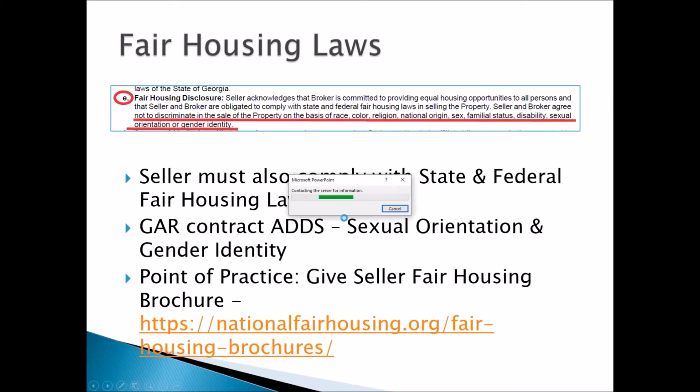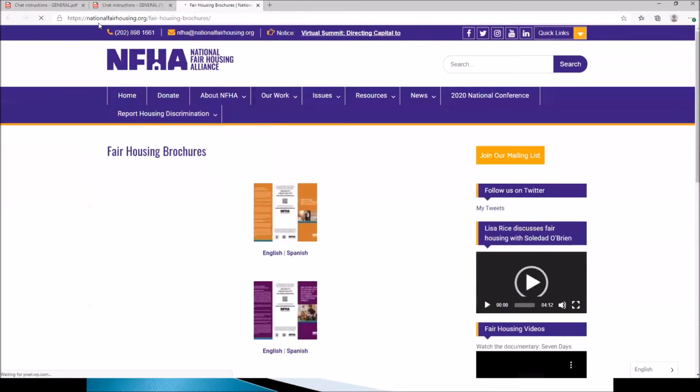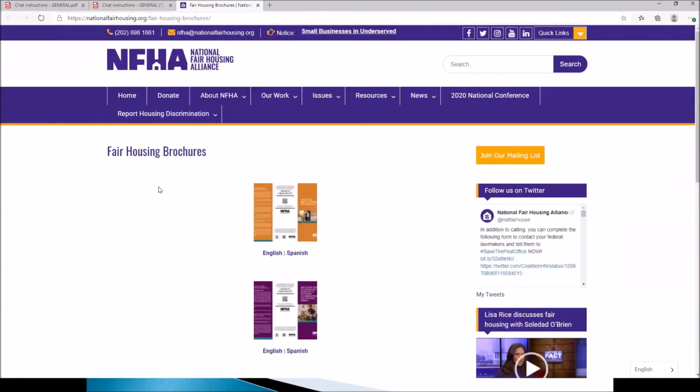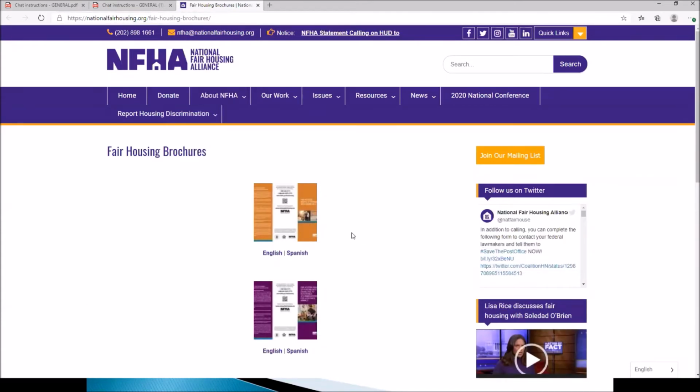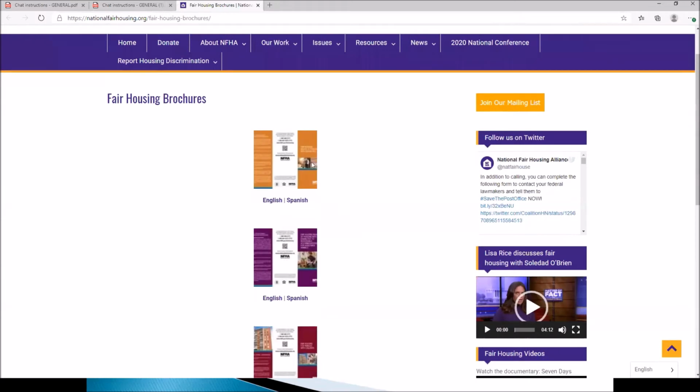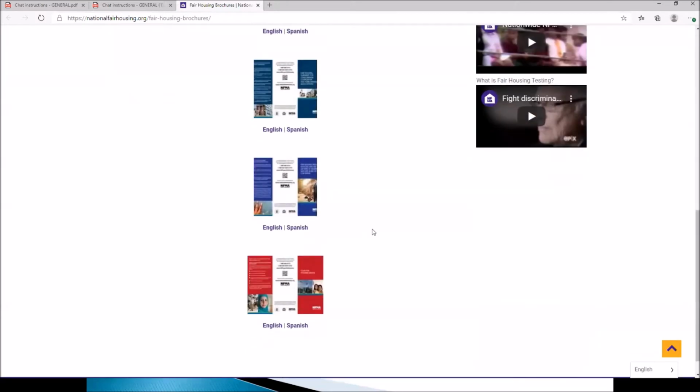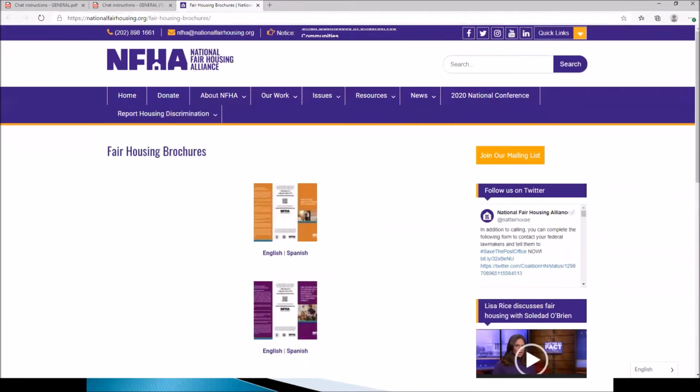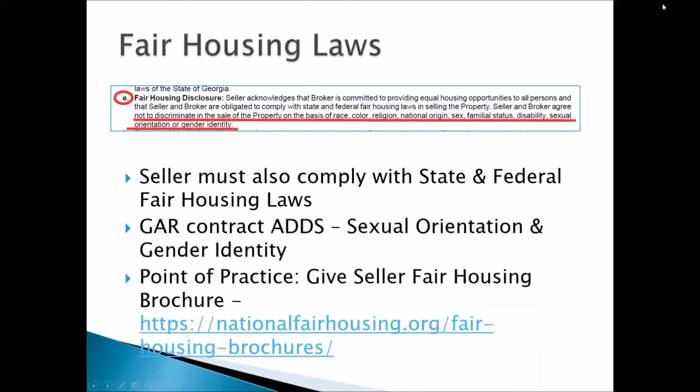Oh shoot, I didn't mean to click on that. Well, it's going to take us there so we can all see what it looks like. This is the National Fair Housing Organization. There are fair housing brochures in English and Spanish, and there are ones for sellers and buyers, and a number of those. Okay, now let me go back. There we go.